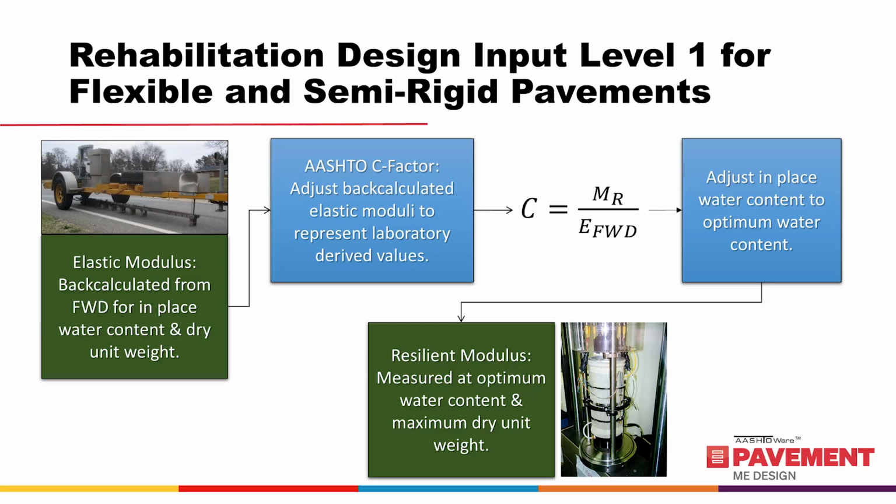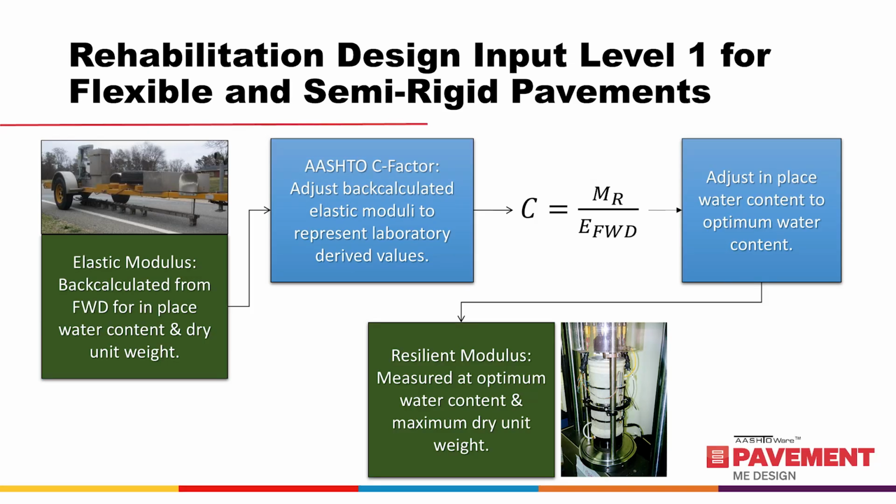But the in-place physical or volumetric condition is probably different than the optimum physical condition used in the laboratory resilient modulus testing to determine the default design resilient modulus values for different unbound materials and soils. If the user or designer is using the default laboratory-derived resilient modulus values in rehabilitation design, an additional adjustment is needed to convert or translate the in-place physical volumetric condition to a resilient modulus at optimum physical or volumetric condition.